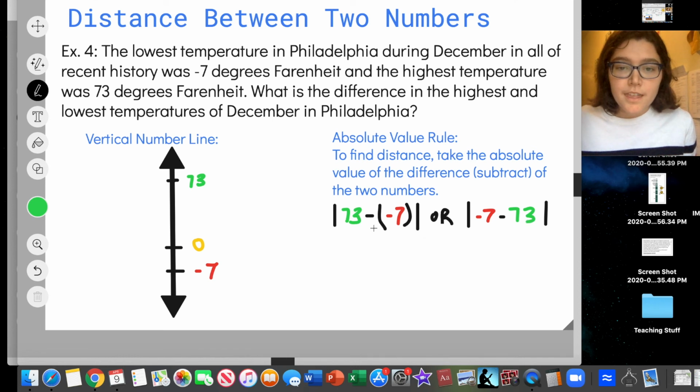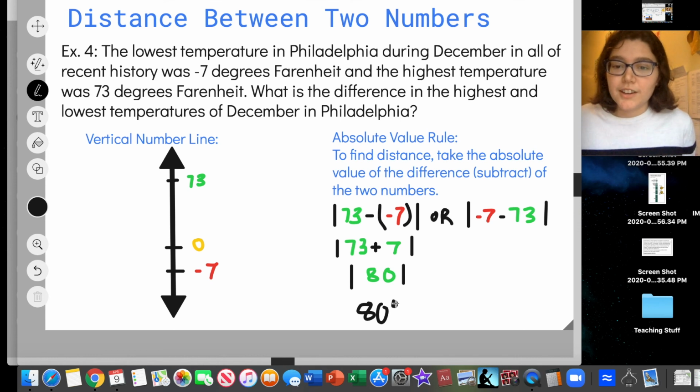So when I have 73 here minus -7, I want to change subtraction into addition, but I can only do that if I then take the opposite of -7, because subtracting is the same as adding the opposite. So what's the opposite of -7? Right, +7. So with this model, then I have 73 plus 7. 73 plus 7 is what? 80. So what's the absolute value of 80? That is just 80. Okay, so the difference here is going to be 80 degrees.